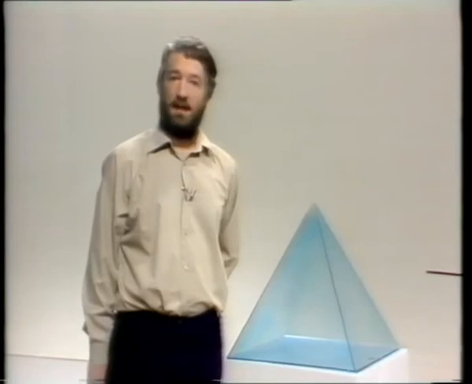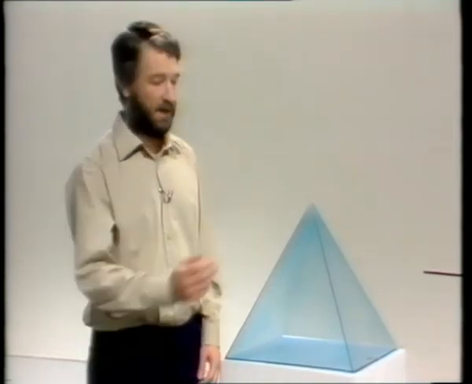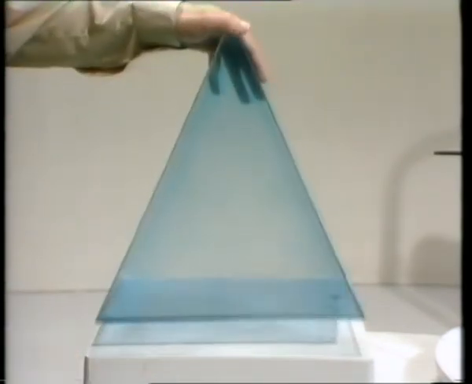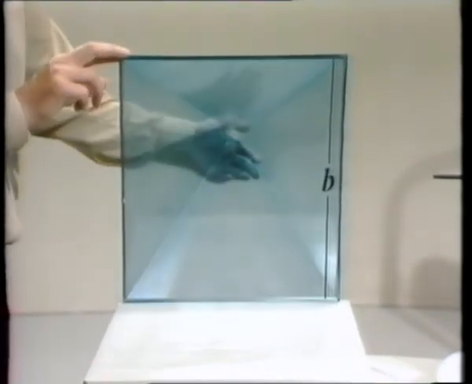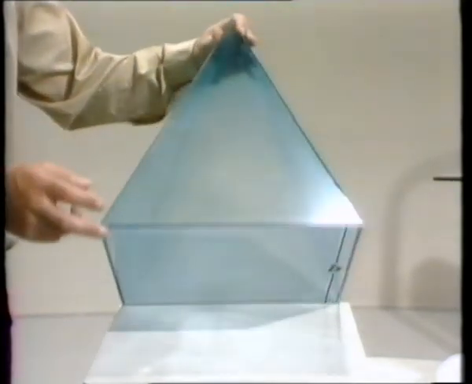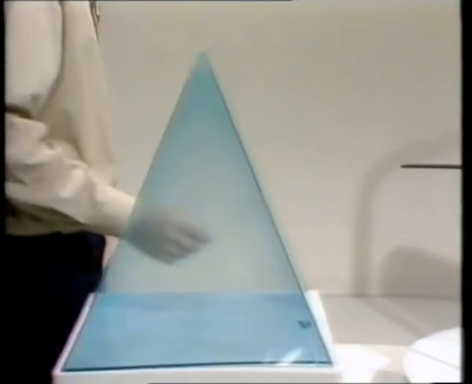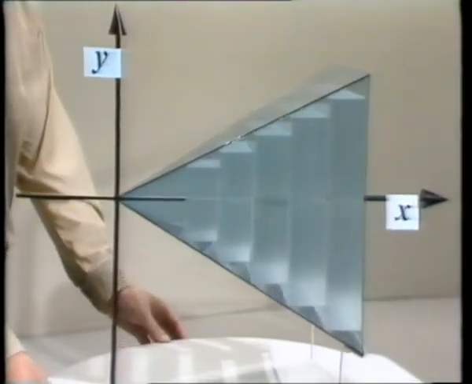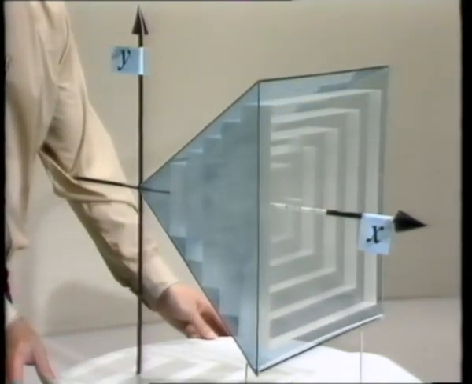We'll use the same method of approximation to find the volume of this pyramid. It's got height h, and its base is a square, whose side has length b. What we have to do first is to decide how to approximate the volume. And I'll approximate it like this. This time, each block has square cross-section.